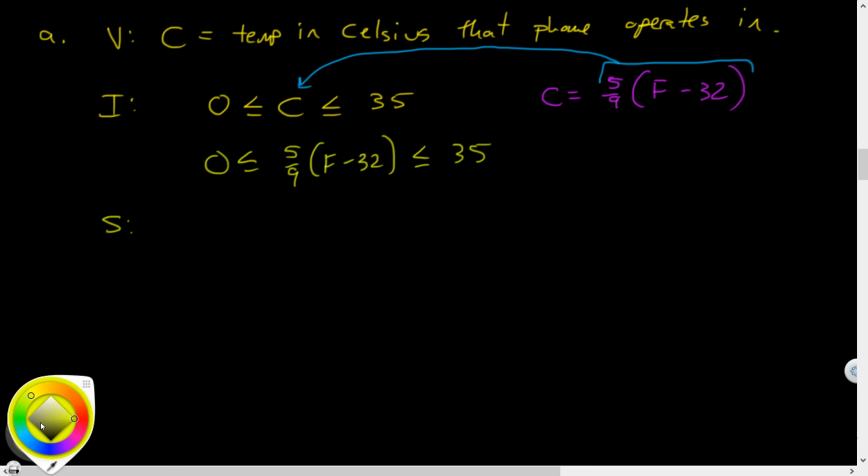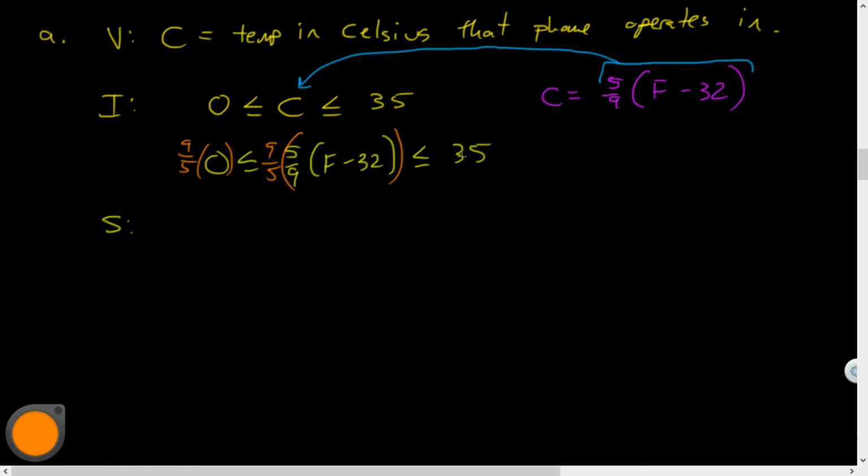Okay, so let's solve for F. I'm going to multiply both sides by 9/5. Wait, not just both sides, all 3 sides. So 9/5 times 0 is 0, less than or equal to, here the 9/5 and 5/9 cancel out, I'll get F minus 32. Sure, I could have distributed that, but I think in this case it was easier dealing with that fraction first. 35 divided by 5 is 7. 7 times 9 is 63.